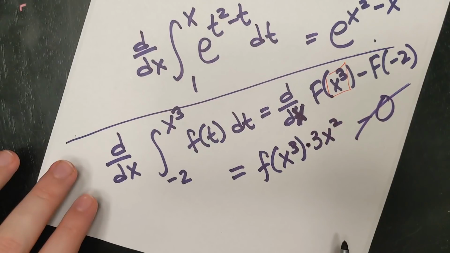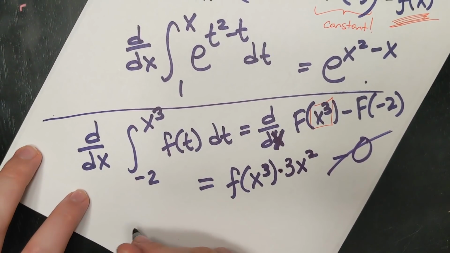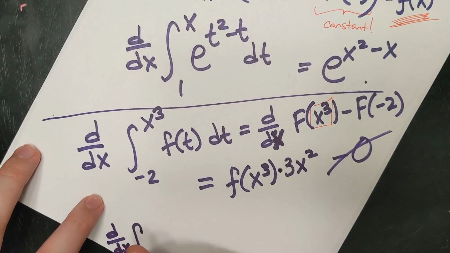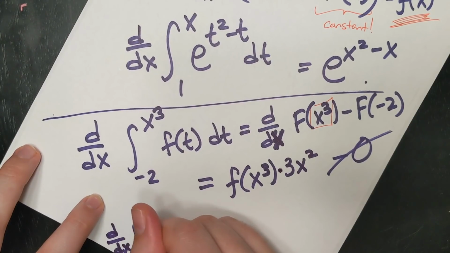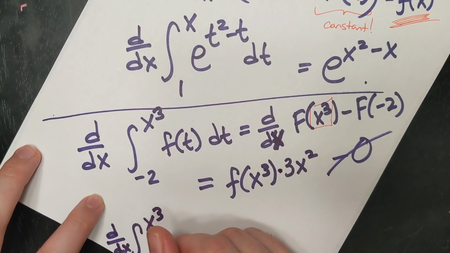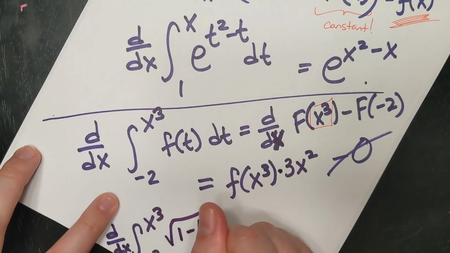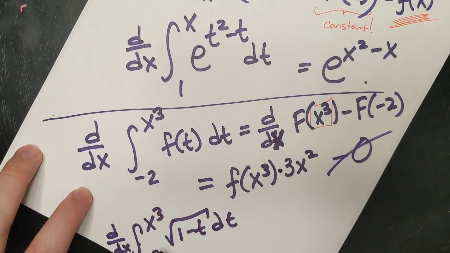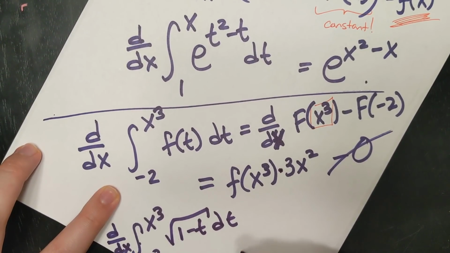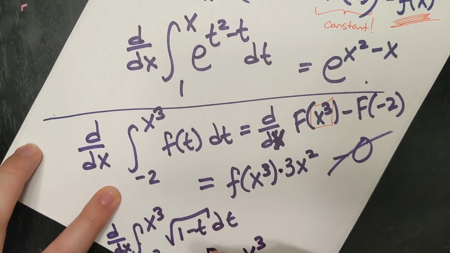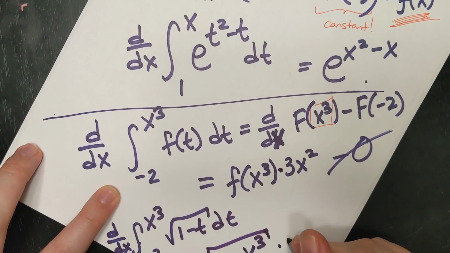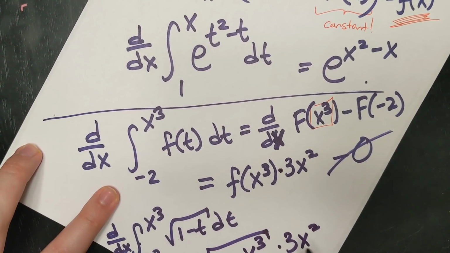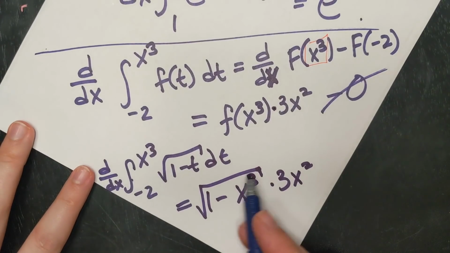So for our particular problem, where we have the derivative of the integral from -2 to x cubed of the square root of 1 minus t dt, you say, okay, well, first these are going to cancel, so plugging in the top is just plugging in the x cubed for the t, but then multiplying by 3x squared. And then the bottom, when you plug it in, you get a constant, so you take the derivative of that and get 0. So it's just this. That's all it is.